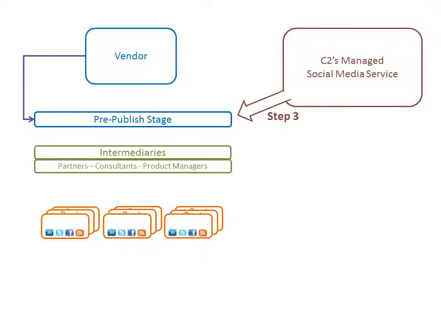Step 3 is completed in-house by C2 staff. All content posts are added to the system and quality checked before advancing to the pre-publish stage. At this point, an optional vendor approval is provided, where an appointed representative may check and release the posts.